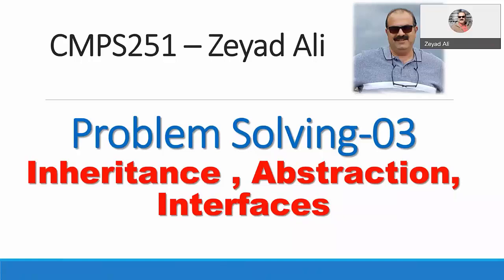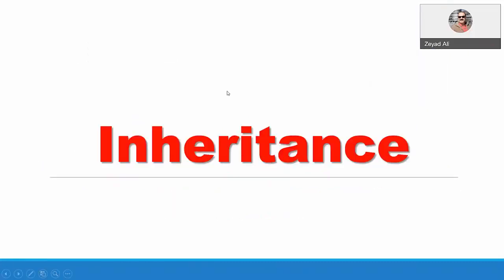We address inheritance, abstraction, and interfaces. Go directly to the topic. Inheritance. Inheritance is used when you have some classes with similarities, but you don't need to write the code from scratch. And this is essential in object-oriented programming.